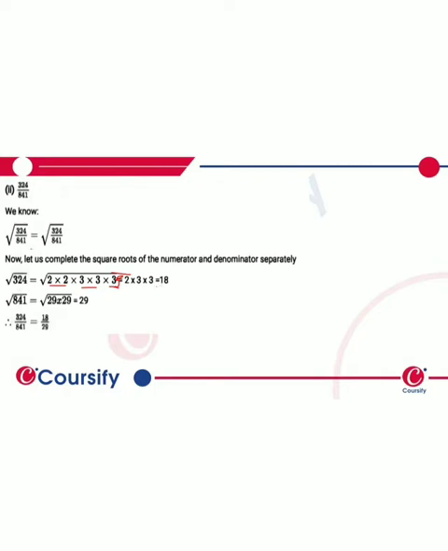And for the denominator we have 841, which is equals to 29 multiplied by 29. So 29 will take a common out, so this will become 29 only. So the root of this is equals to 18 upon 29.